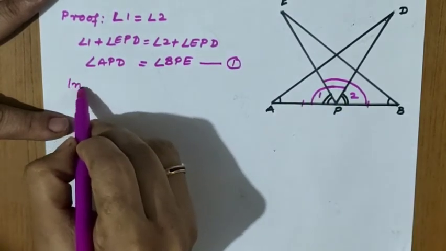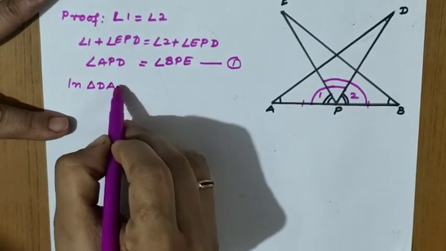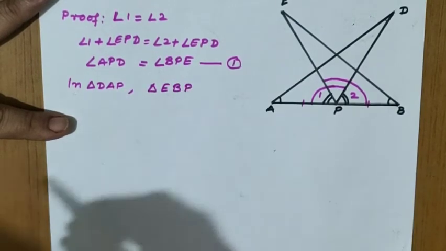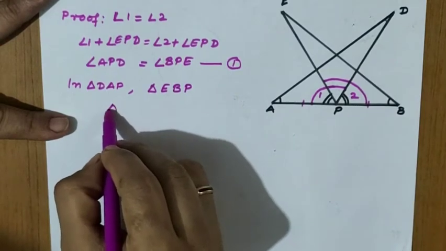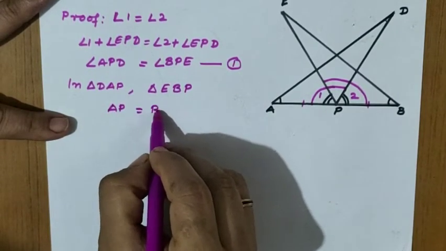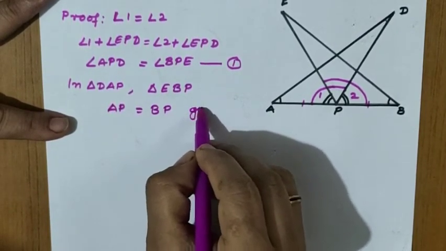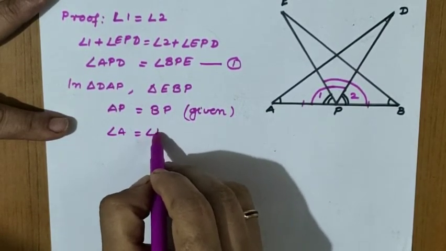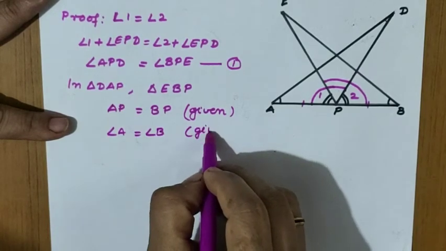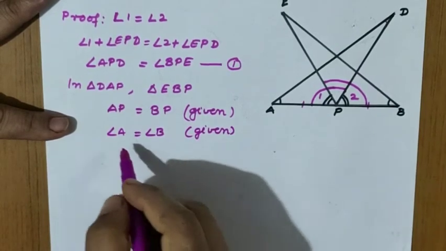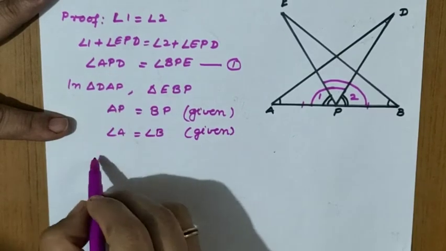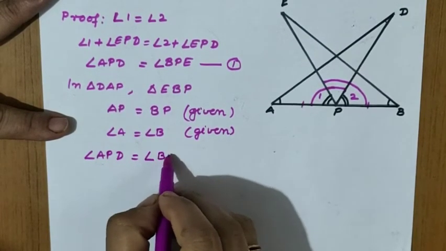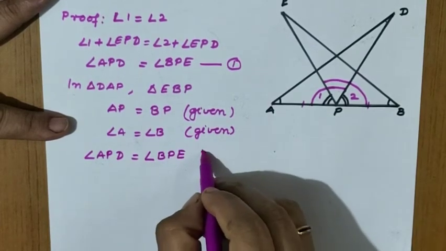Now we can name the triangle DAP, triangle EBP. What are the equal sides? We will write AP is the first one. I will write AP equal to BP, that is given, and also angle A equal to angle B, that is also given. What is the third criteria? We have to write what is the proved one. Angle APD equal to angle BPE. Proved in 1.